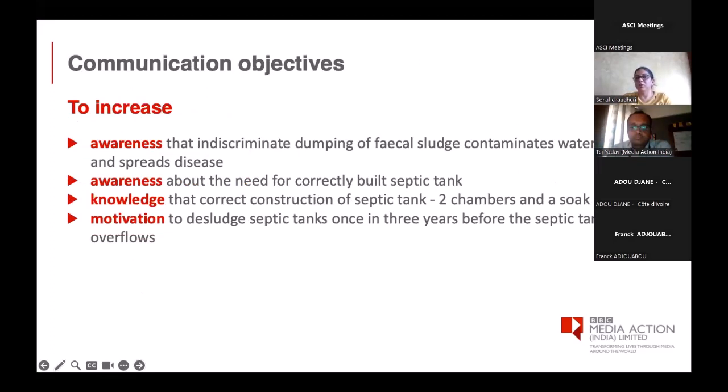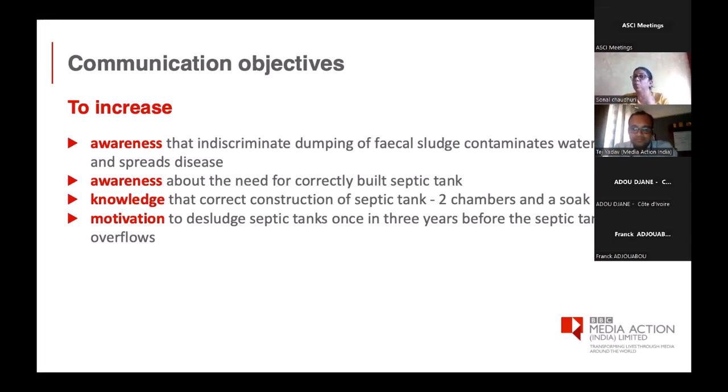For our communication, very clearly, the communication objectives were to increase awareness about indiscriminate dumping of fecal sludge because it contaminates water. And this was a communication objective because it was helping us directly raise risk perception and create that community good. The second was awareness about the need for correctly built septic tanks. Take responsibility, build a correct septic tank. Big is not always better. That is what we wanted to communicate.